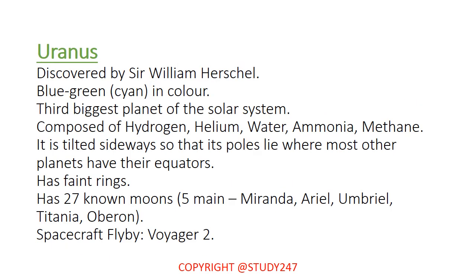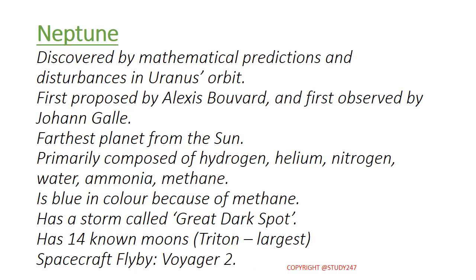Now Uranus, discovered by Sir William Herschel. It is blue-green in color. It is the third biggest planet of the solar system, composed of hydrogen, helium, water, ammonia and methane. It is tilted sideways so that its poles lie where most other planets have their equators. It has a faint ring and 27 known moons, 5 main: Miranda, Ariel, Umbriel, Titania and Oberon. Spacecraft flyby: Voyager 2.